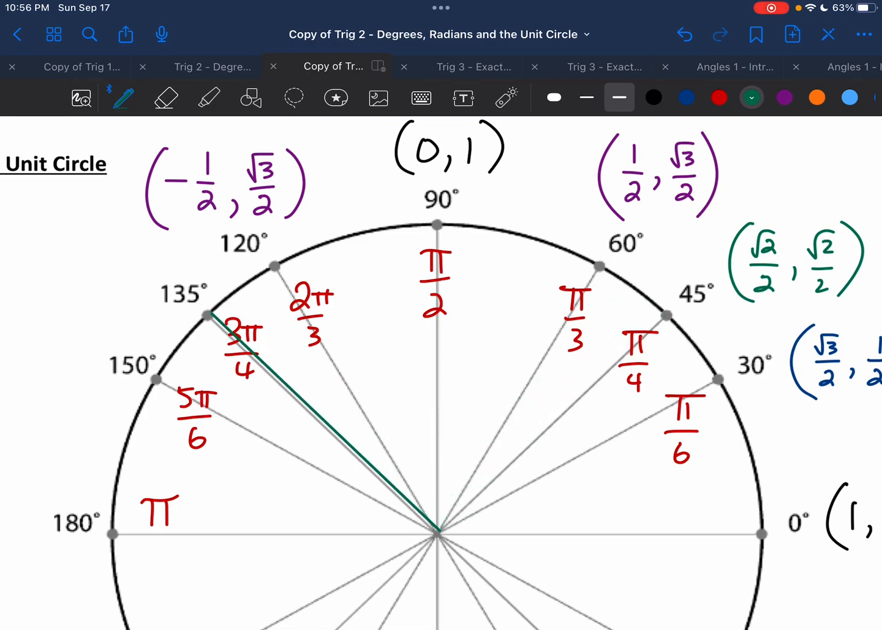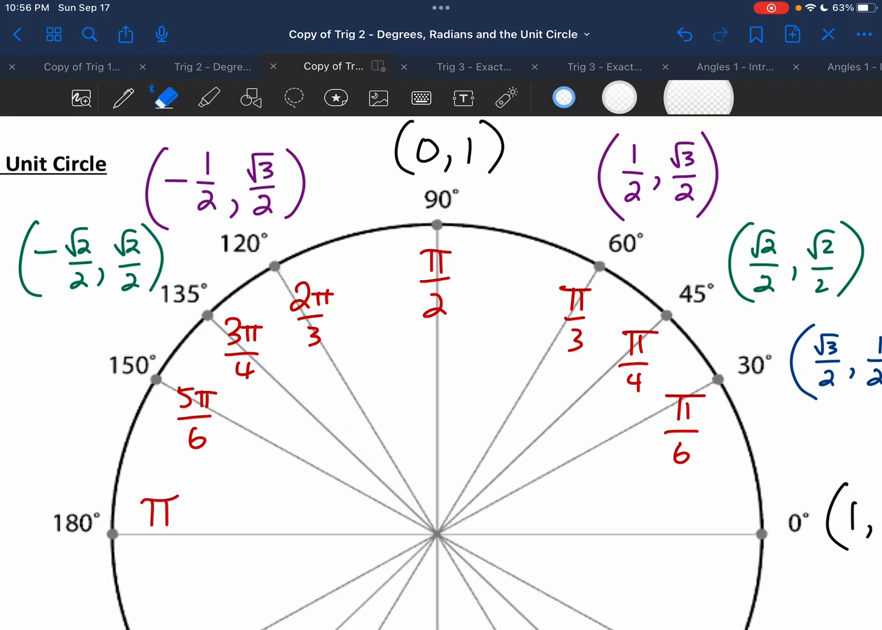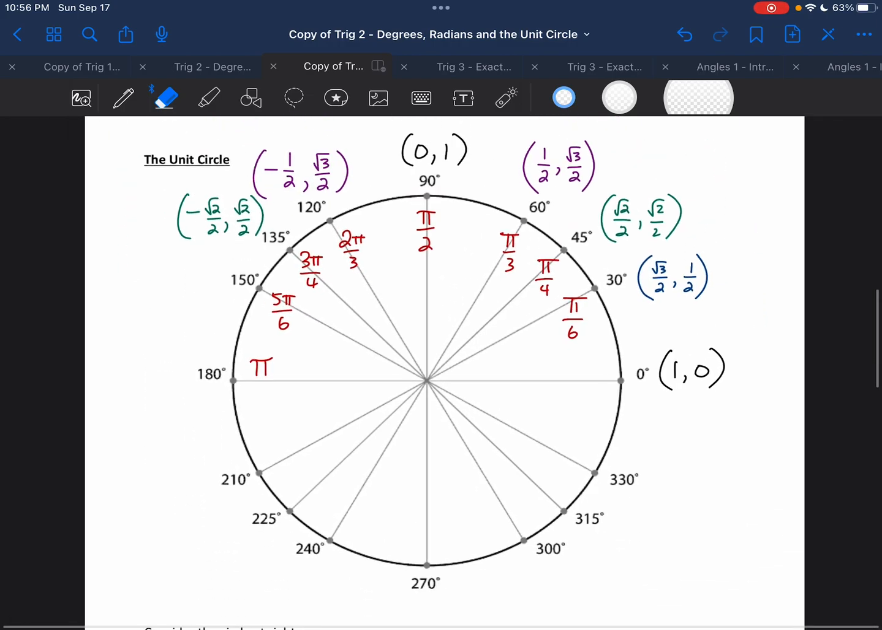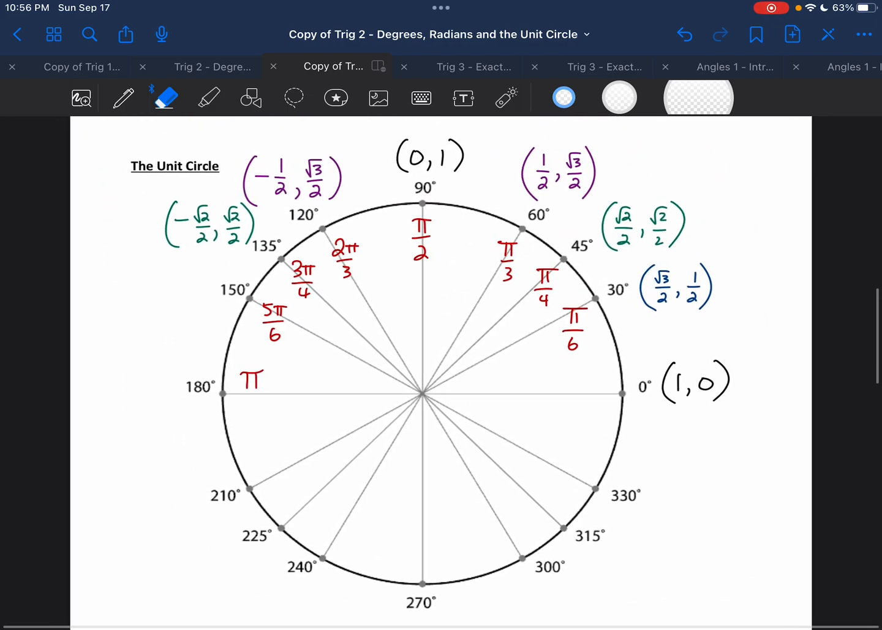Here is 45 degrees away from the x-axis in quadrant 2. I am in quadrant 2, so my x value is negative, my y value is positive. But since it's a 45-degree reference angle, here's my radical 2 over 2, my radical 2 over 2. All of those other points that you see in this unit circle are going to use the exact same numbers as what you see in quadrant 1.